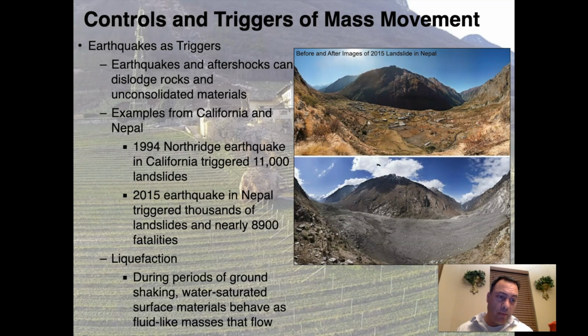One of the reasons why, of course, is liquefaction, which we talked about in our earthquakes lecture. Liquefaction is when, during periods of ground shaking, water-saturated surface materials, there's that word water-saturated again, behave as fluid-like masses that flow, and that can cause things to fail and become extremely destructive.